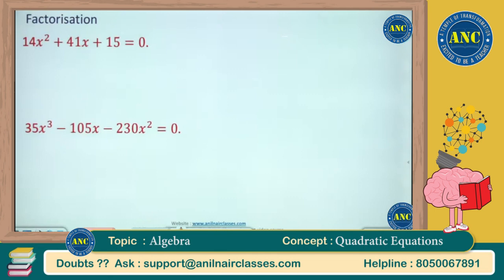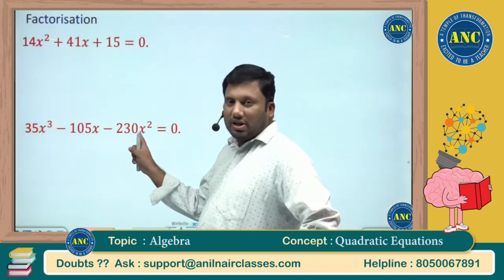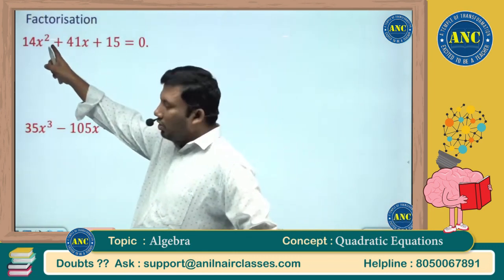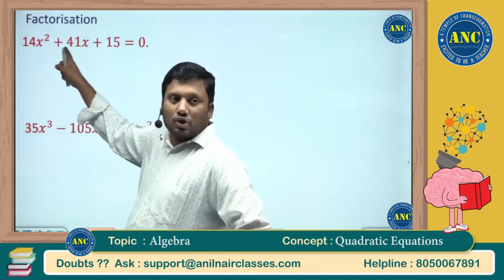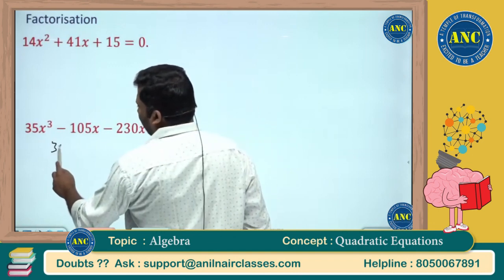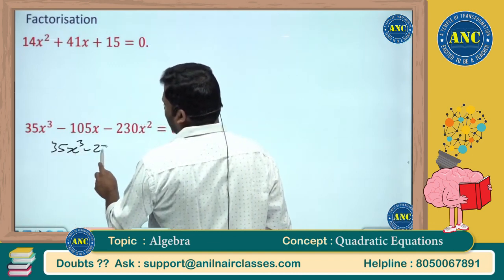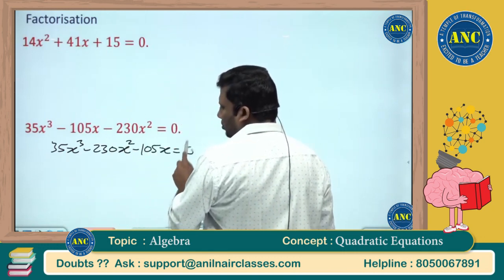14x square plus 41x plus 15 equivalent to 0. Second one, 35x cube minus 105x. Now voluntarily I kept this question. The order should be: first the coefficient of x square, then the coefficient of x, then the constant. If you see this order, the order is not proper. So 35x cube minus 230x square minus 105x equivalent to 0.